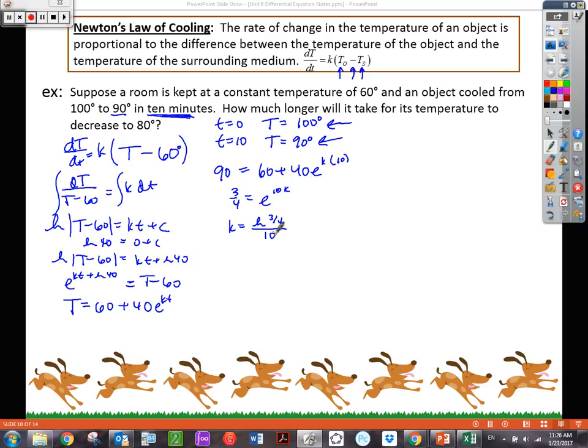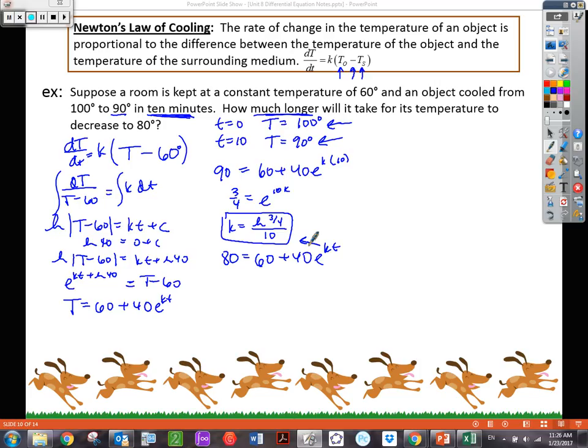Okay, so now that we have k, which is the natural log of 3/4 divided by 10, I know what k is. I'm not going to write it over and over again, and I'm going to use that to answer the question. Now we want to know how much longer, this is a key word, how much longer will it take for the temperature to decrease to 80 degrees. All right, so we have our formula, and we're going to set it equal to 80. 80 equals 60 plus 40e to the kt, and we know k is that.